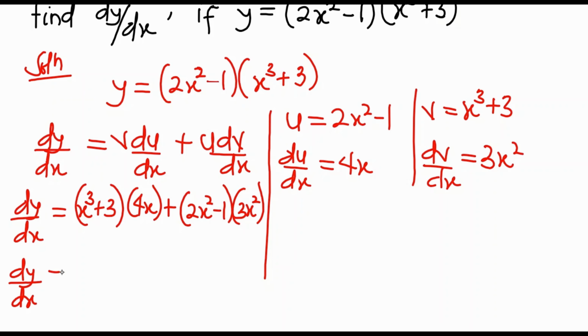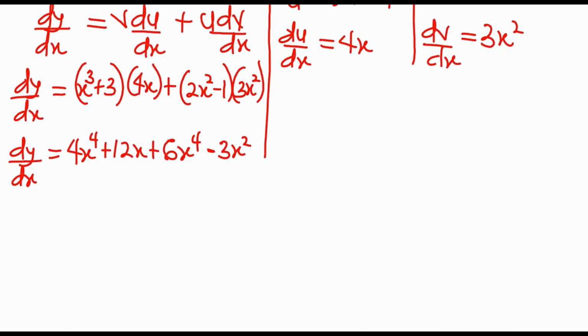When we expand this, we can see that 4x multiplied by x cubed gives us 4x to the power 4, plus 3 multiplied by 4x gives us 12x. We add it to 3x squared multiplied by 2x squared, which gives us 6x to the power 4, minus 1 multiplied by 3x squared, which gives us 3x squared.